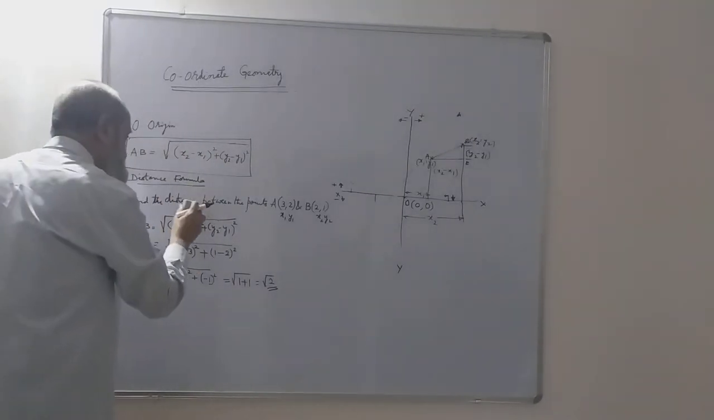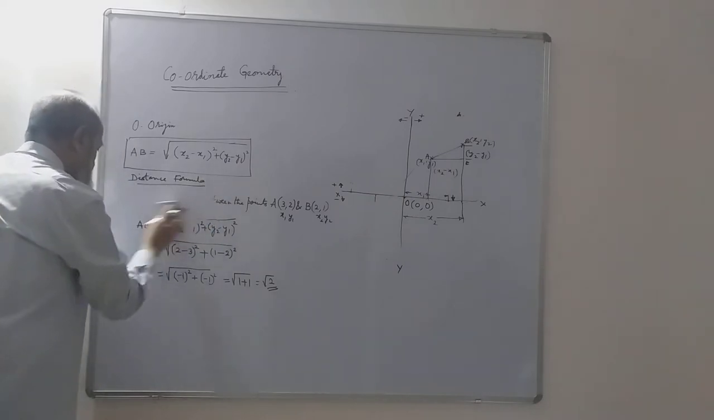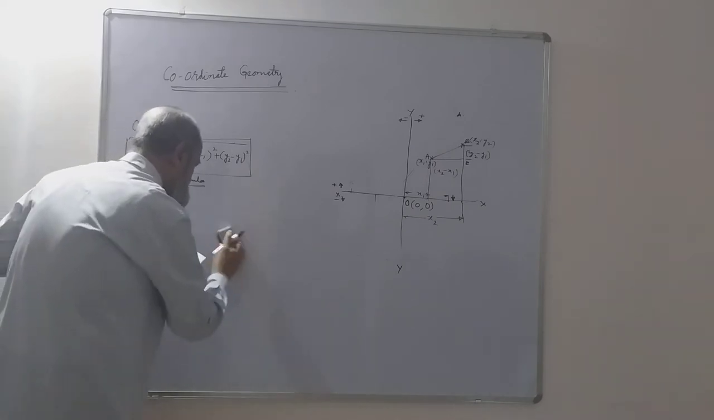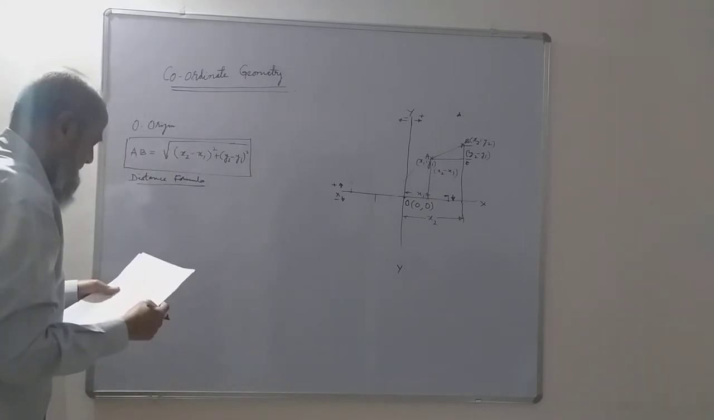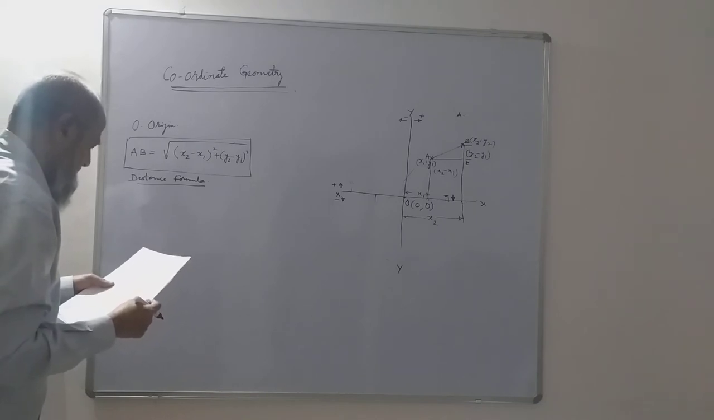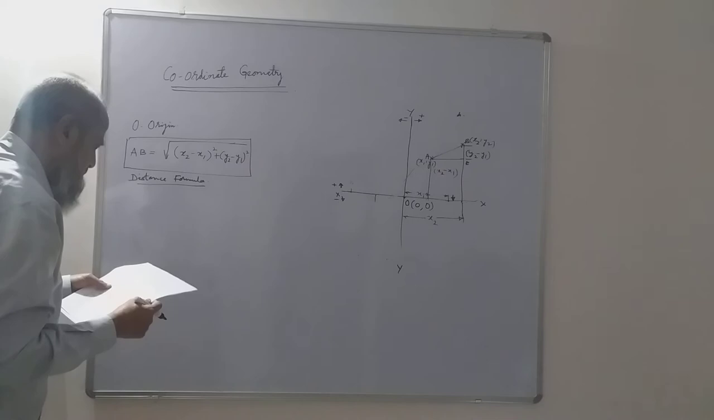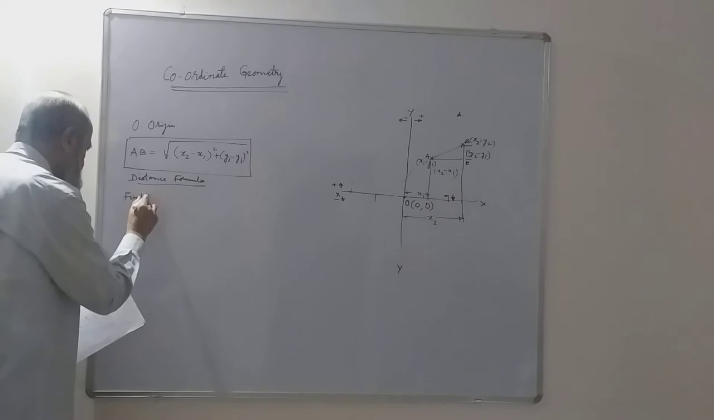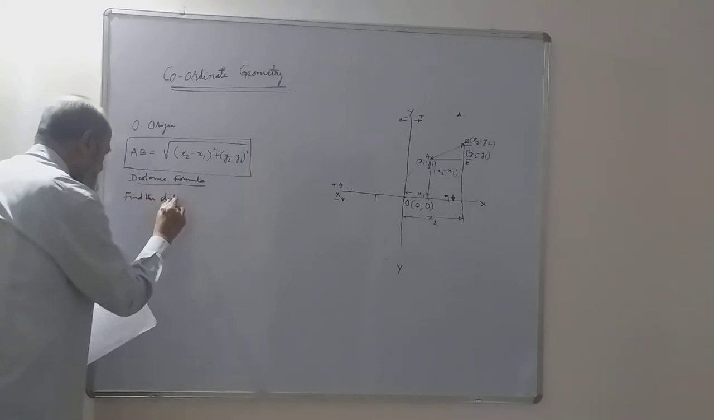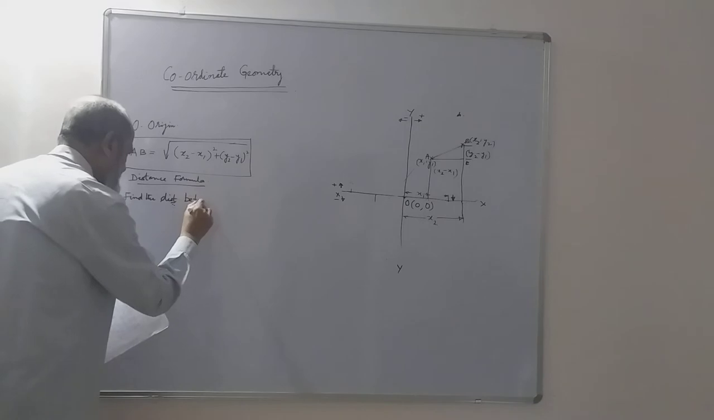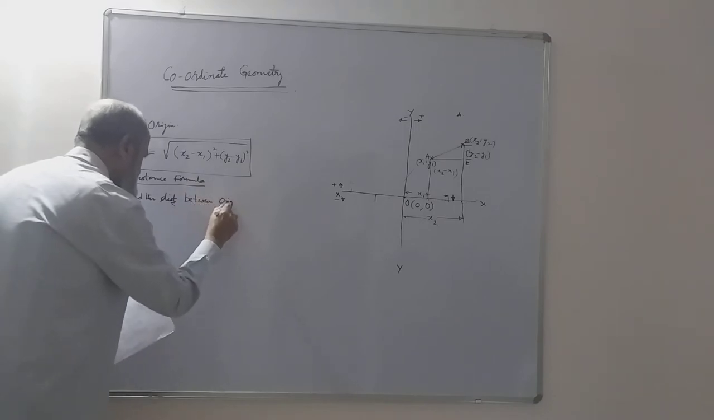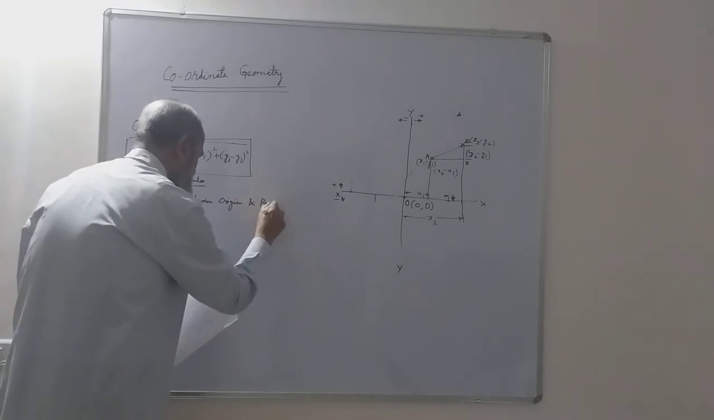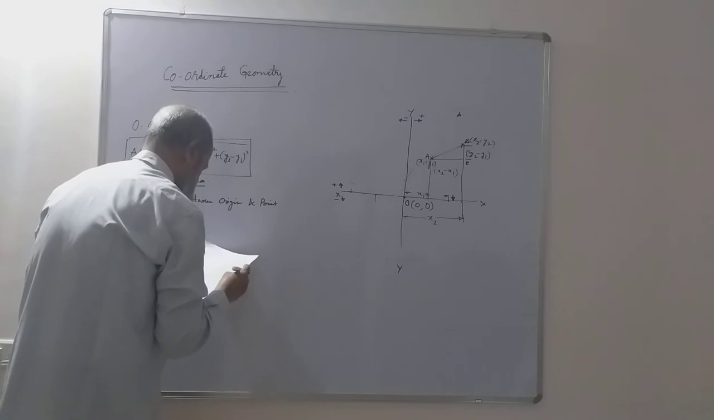Then, one more. Second one. This is also a direct problem. I am taking a few direct problems so that you understand it easily. He says, find the distance between the origin and point A, which is given as 2, 3. Origin means, I have told you.